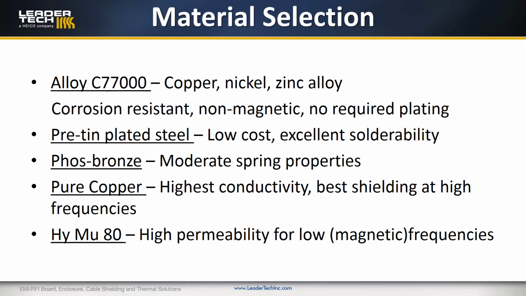Another type of material is a phosphor bronze. This is a good material. It doesn't require any type of heat treating, but it does have moderate spring properties. So we've used this before. Say you had a shield that has a connector going through it, and you would put a type of light spring finger to make contact on that connector and give you good grounding. That's something where phos bronze would come into play. The phos bronze does come pre-tin plated if you need it, but generally we see those being post-plated after processing.